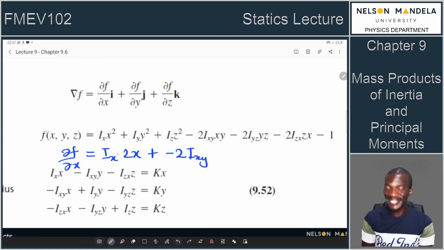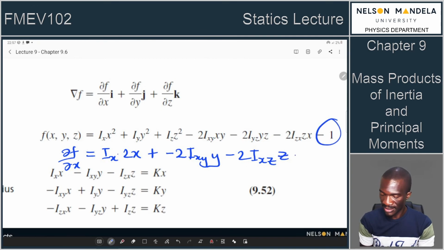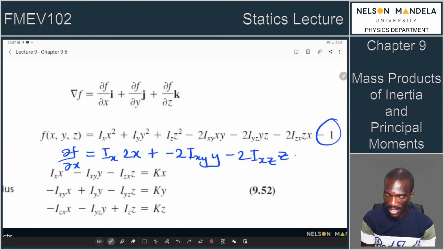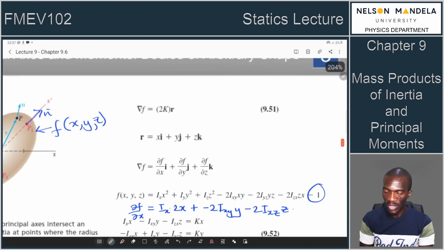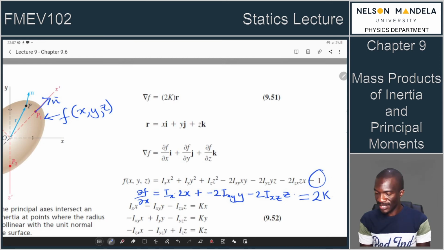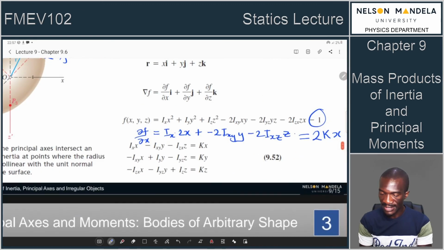If we differentiate x with respect to x, then we get a 1, then we have a y. Then minus 2 i xz multiplied by z; with x non-existent, it's a 0. This equation is what we see here. So remember our condition was that this must be equal to 2kr. So let me write 2k. r in the x direction would be x. So I've just equated x components.